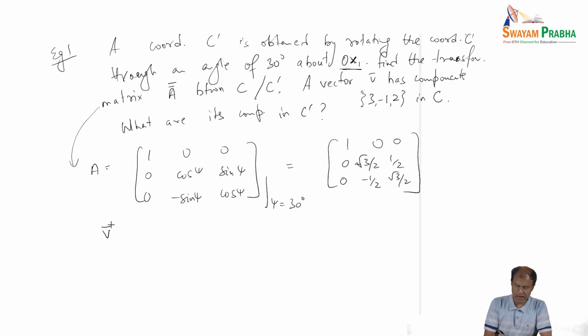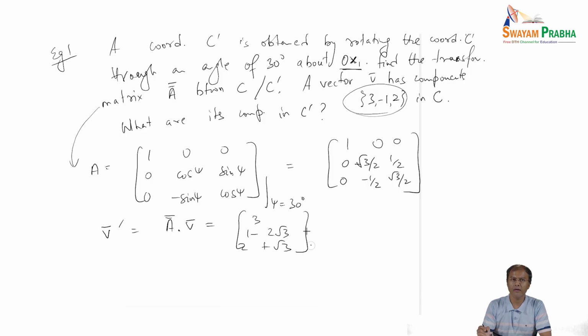So if we find what is this vector V', V' is now A dot V. So our V is 3, minus 1, 2, and we take the multiplication, we get the following result, and that should be a fairly simple problem. Okay, so then I want to write down the rotation matrix for the general rotation, not just rotation about one of the 3 coordinate axes.